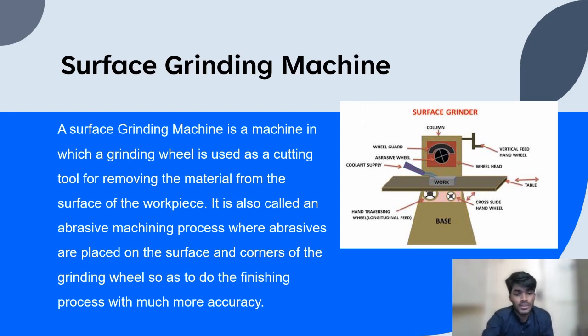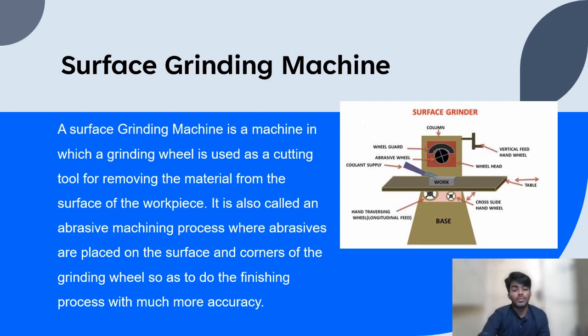Now let's come to the saddle. We can see that the saddle is the frame that keeps the table raised, and it is used to provide cross feed to the workpiece. The saddle can be moved by the cross feed hand wheel.